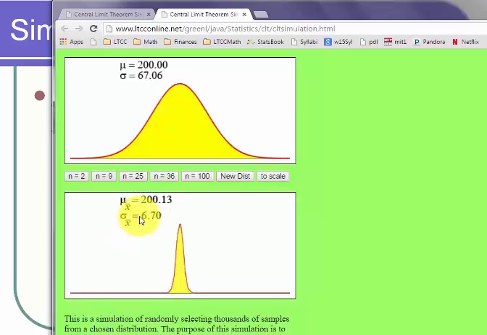Okay, that's pretty important because we had n equals 100 and we reduced by a factor of 10. 10 just happens to be the square root of 100. That's not a coincidence. That always is true, as we'll see in the big theorem, which we will call the Central Limit Theorem. Let's try another example.